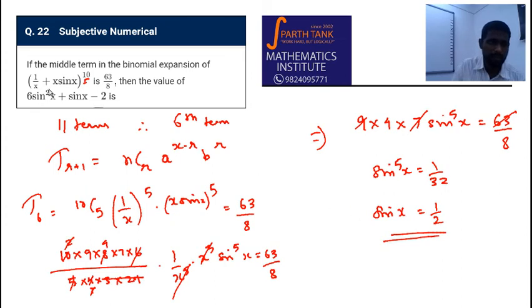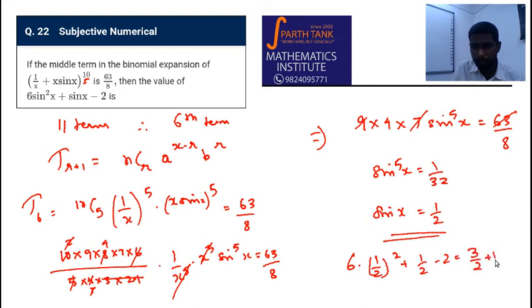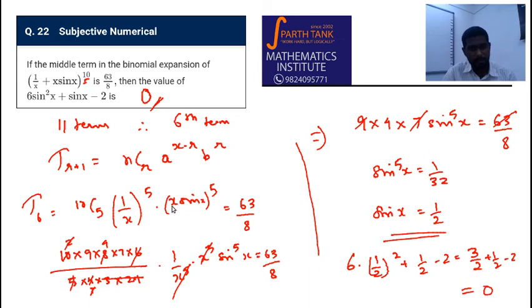You found this. They asked for the value of 6 sin squared x plus sin x minus 2. So substitute it there: 6 into 1 by 2 the whole squared plus 1 by 2 minus 2, which is 6 by 4, 3 by 2, plus 1 by 2 minus 2, which is 0. So the answer is a nice round 0. Okay, very simple. Middle term, standard binomial thing, simplify and get the answer.